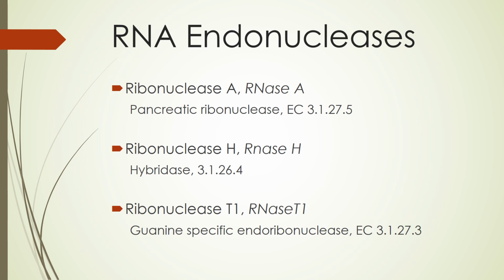There are hundreds of RNAs isolated from enzymes, but we have to read here only three. RNase A, which is also known as pancreatic ribonuclease because it was firstly isolated from the pancreas. Next is the ribonuclease H, which is also hybridase because it degrades RNA DNA hybrid. And then next is the ribonuclease T1, which is similar to the RNase A. So first we discuss RNase A.